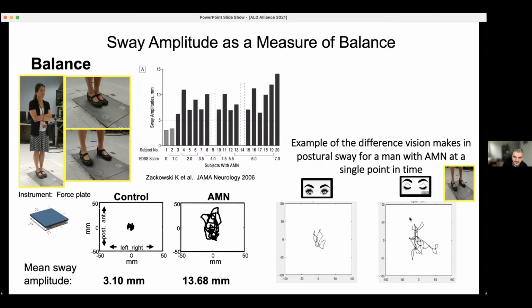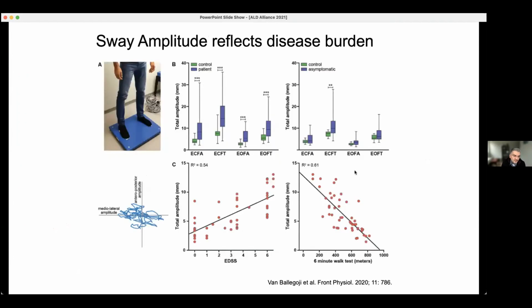It was also noted back then that when you have the same subject, an AMN patient here with eyes open, as soon as they close their eyes, it gets a lot worse, which is something that many people experience when they take a shower and so on. They say, when they close their eyes because they're washing their hair, they totally lose their balance. And so we were very hopeful that this might be a good quantitative and sensitive measure of change.